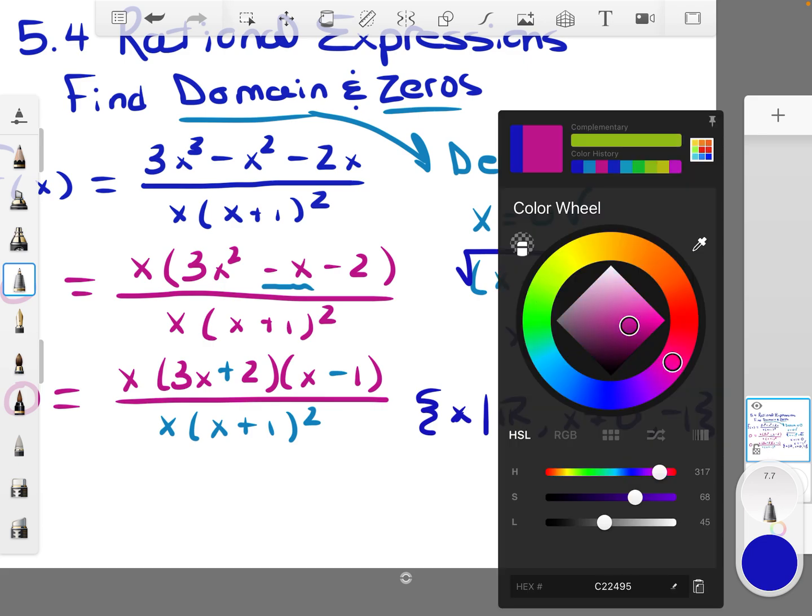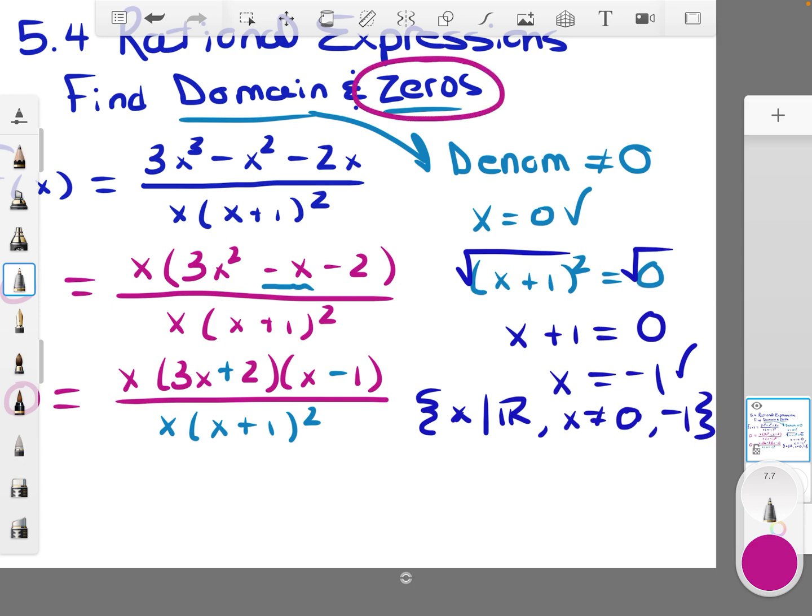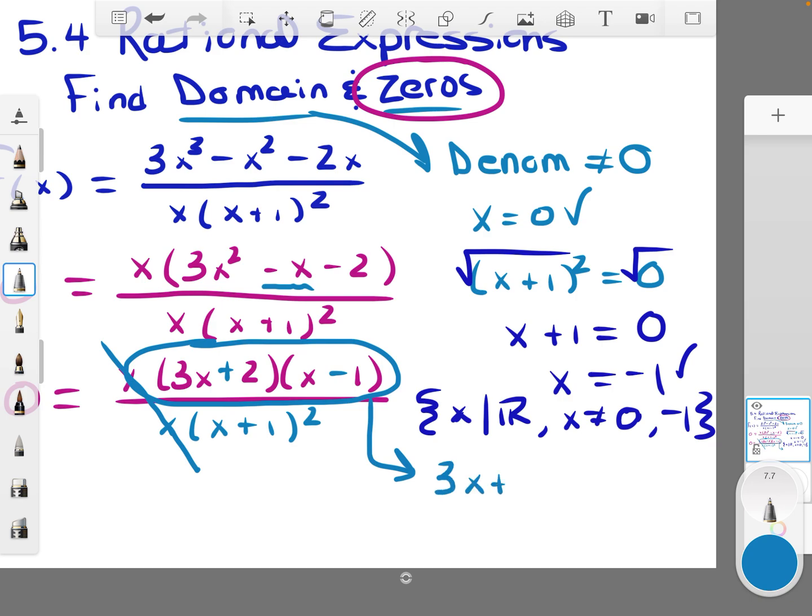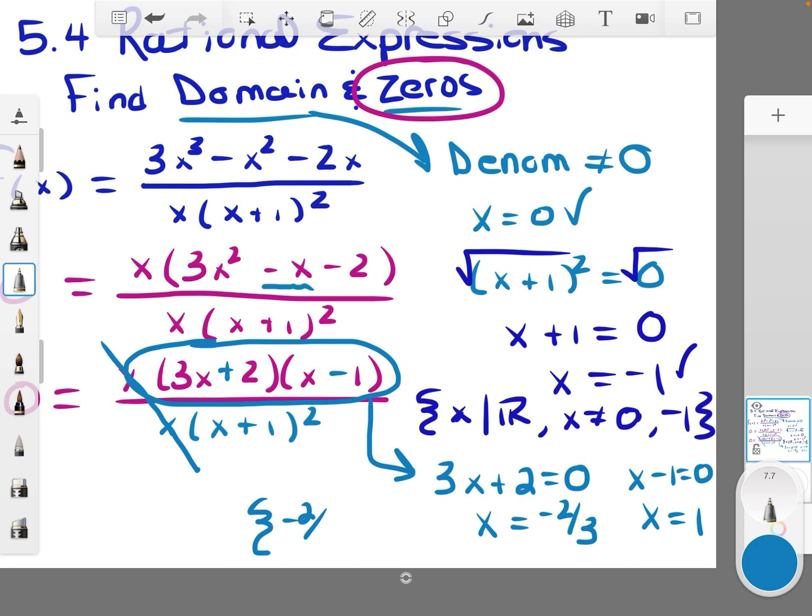All right, next we're going to do the zeros. The zeros represent the x-intercepts. So for the x-intercepts, I'm going to take a look at my numerator. First, I'm going to simplify my fraction so the x's cancel. And now I can take my remaining numerator, and I'm going to set each of those factors equal to 0. My first equation, I would get x equals negative 2/3, and in the second one, x equals 1. So that means my answers for my zeros is simply negative 2/3 and 1.